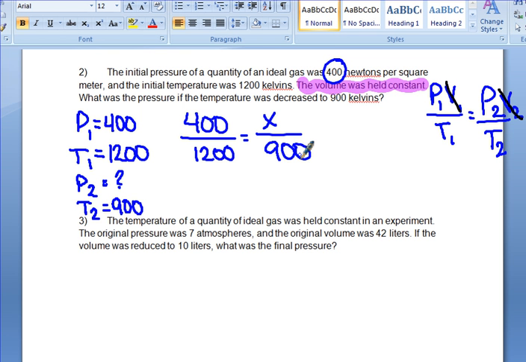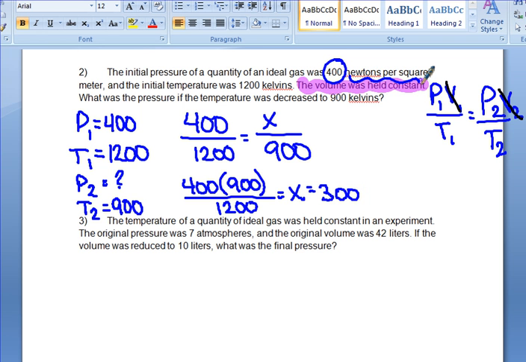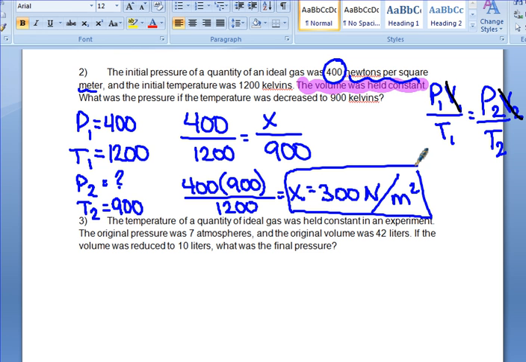Again, we have a nice little proportion set up, so all we're going to do is cross multiply and divide to solve for x. So we're going to multiply 400 times 900, and we're going to divide it by 1,200 to solve for x. Again, we just plug it into our calculator, and we're going to see that P is equal to 300. Again, we need to label it, and it says pressure was given in newtons per square meter. So we can either write it out or use our abbreviation N divided by M squared. And that is the final answer.